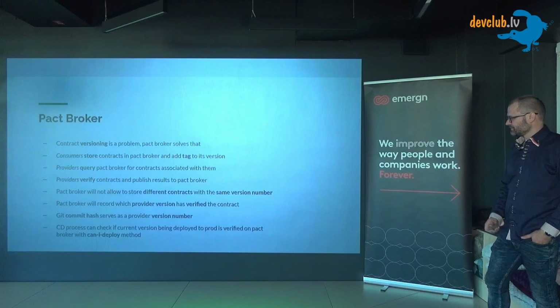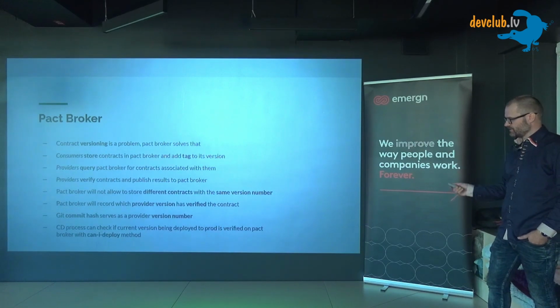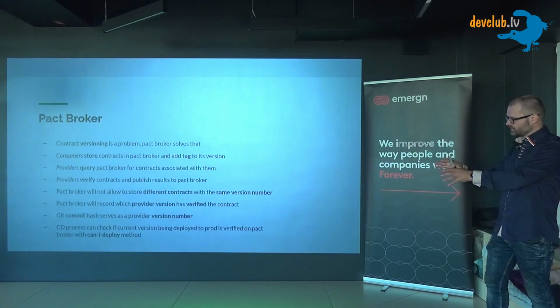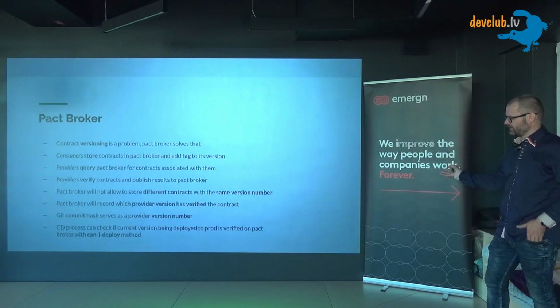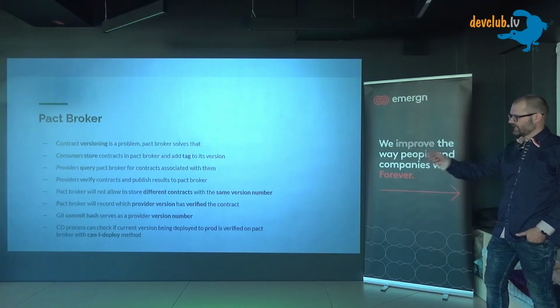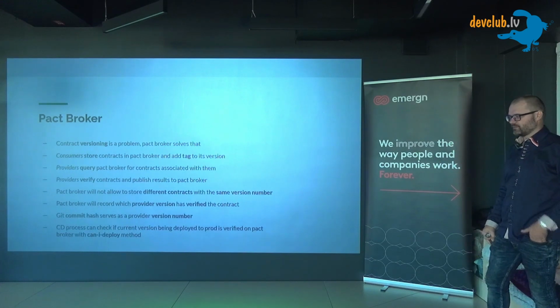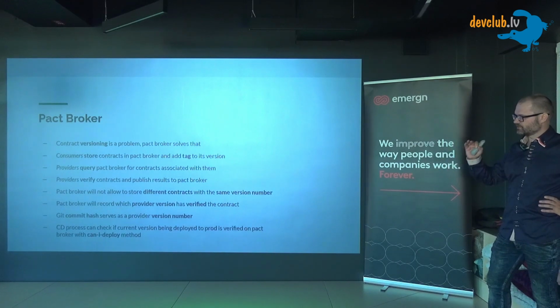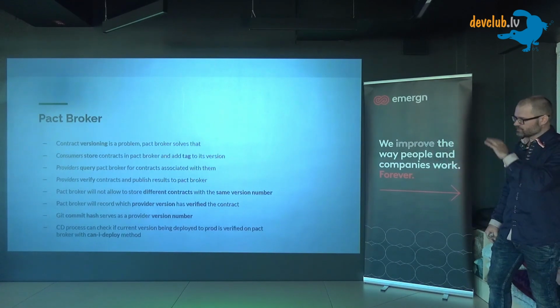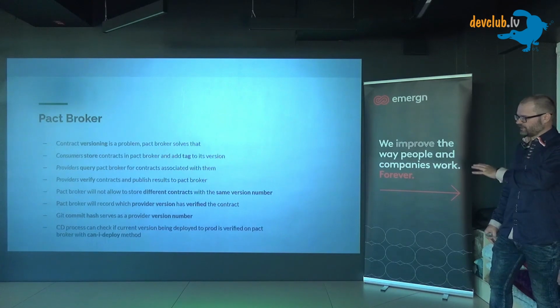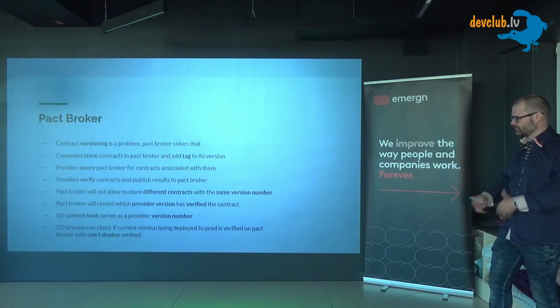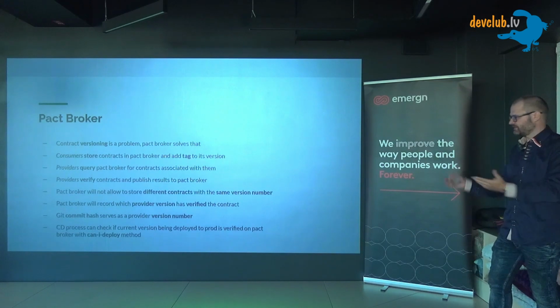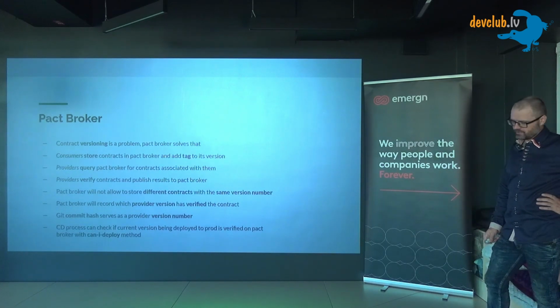And the continuous deployment process can then check if the current version being deployed is verified on Pact Broker. So there's a can-i-deploy method. It's available as a command, or you can use it as an API endpoint. The continuous deployment process can ask Pact Broker if this version is good for deployment, so has it satisfied all those contracts.